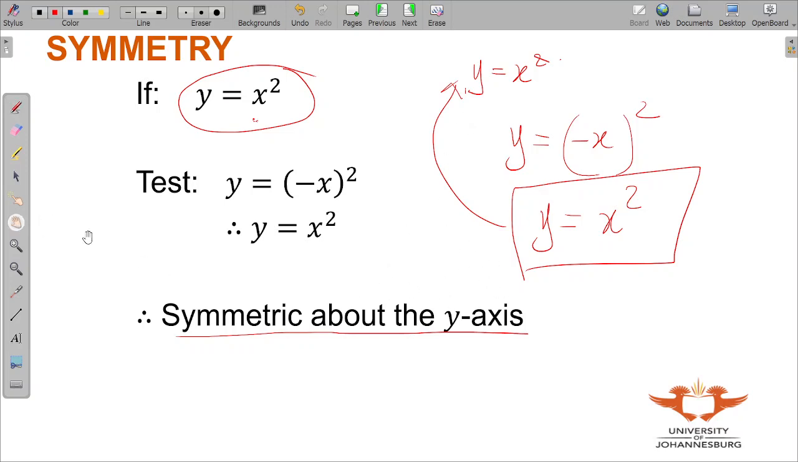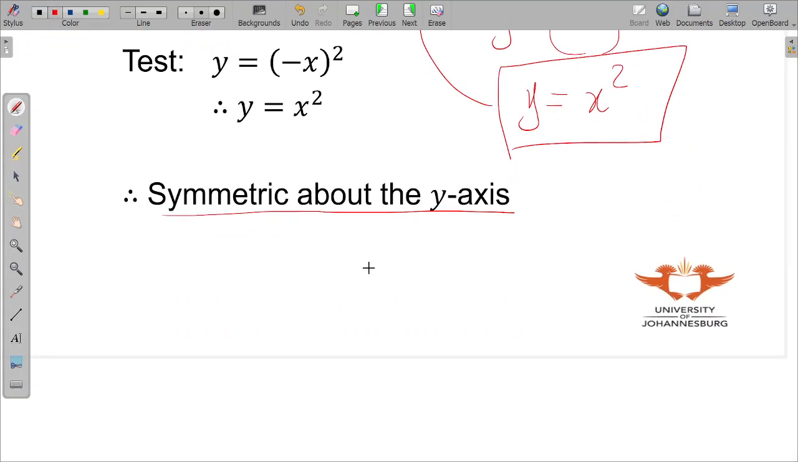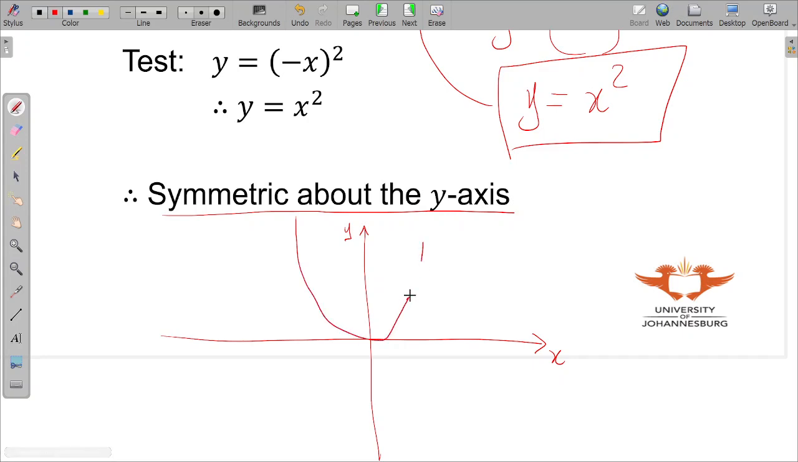That's why you see the graph of that is given as this. This is x, this is y. You see that graph? Whatever we have for our x here and negative x here, it gives us the same value of y. That is symmetry about the y-axis.